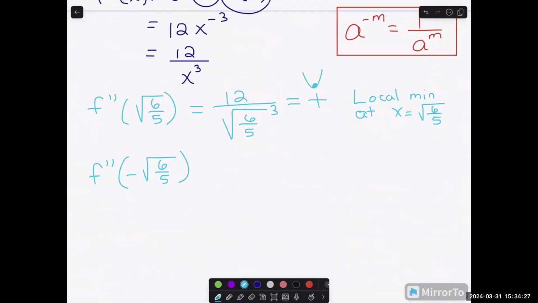That's the idea. And then for f double prime of negative root 6 over 5, we'll have 12 over negative root 6 over 5 cubed. And I know that if I cube a negative number, I'm going to get a negative. So I know this is negative, which means my function's concave down, which means I'll have a local max there.